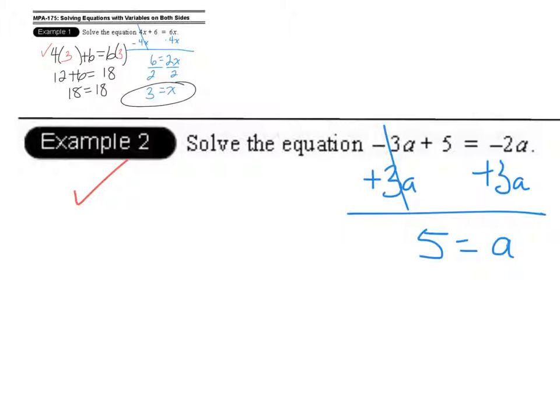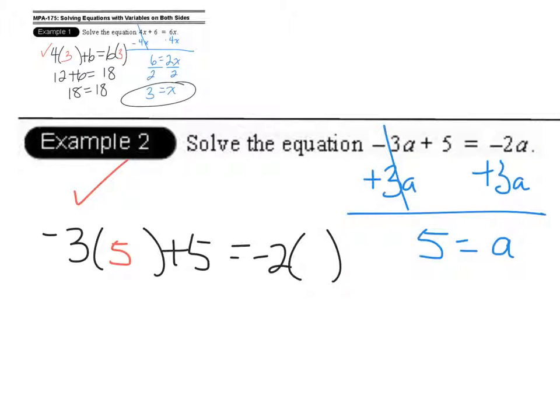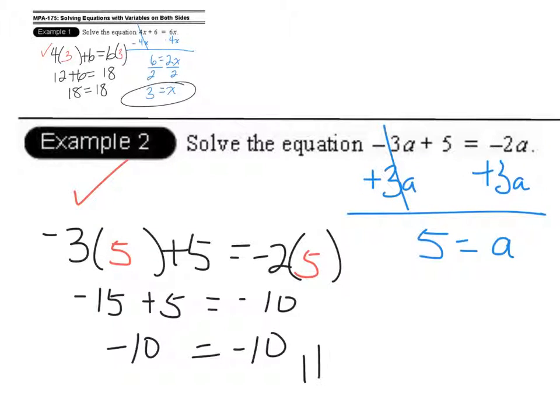So going back to the original equation, I had negative 3 times the a value I found, which was 5, plus 5 equals negative 2 times the a value I found, which was 5. And so now negative 3 times 5 is negative 15, plus 5. We hope that equals negative 2 times 5, which is negative 10. Negative 15 plus 5 is negative 10, which of course does equal negative 10. So my check step worked, and I am happy with my solution of a equals 5.